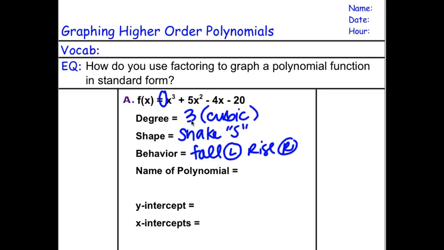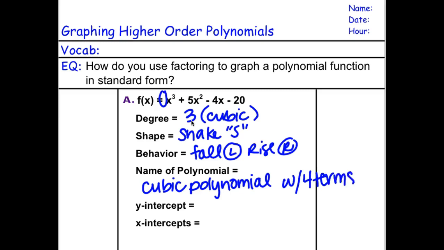And by naming my polynomial, this is new today. So we mentioned this is degree 3, so we know it's cubic. It has 4 terms, so it is a polynomial. If it had 3 terms, it would be a trinomial. And because polynomial really means more than 1, we're going to say with 4 terms and say how many terms it has.